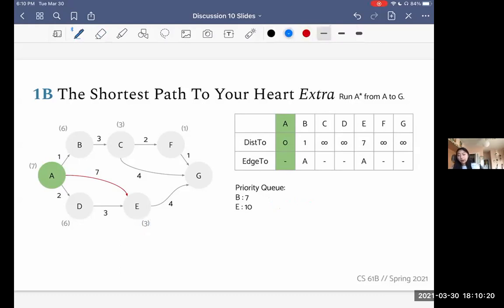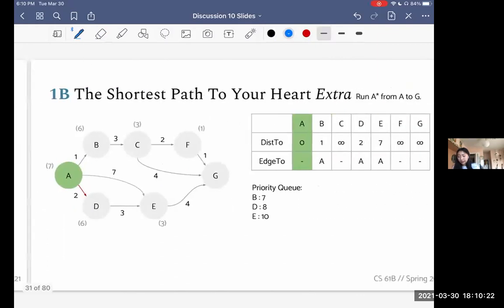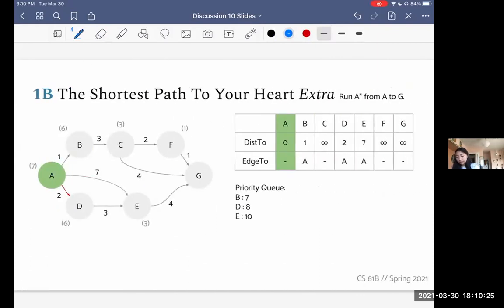Next, we're going to look at A's child, D. The distance to get to D starting at A would be 2. So that's our distance 2. The edge 2 is A. And our priority in the queue is 8 because it takes a distance of 2 to get there, and we estimate that once you're at D, it's going to cost another 6. That gives us 8. We've looked at all of A's children, so now we can pop the next thing off the queue.